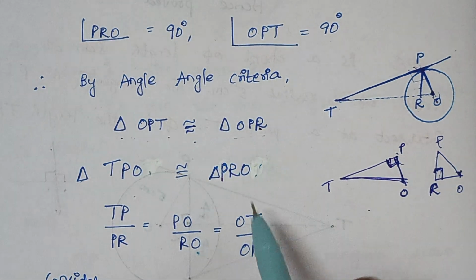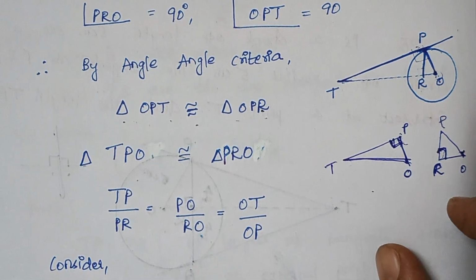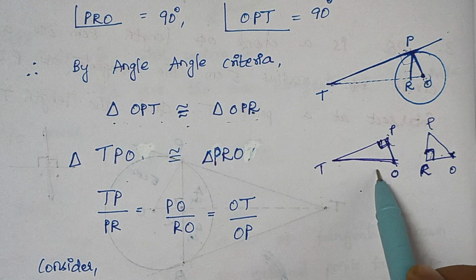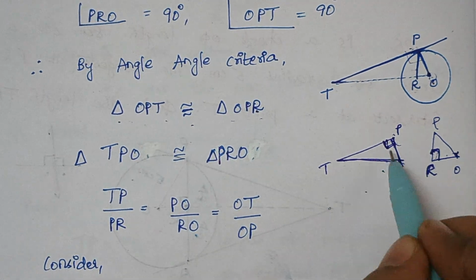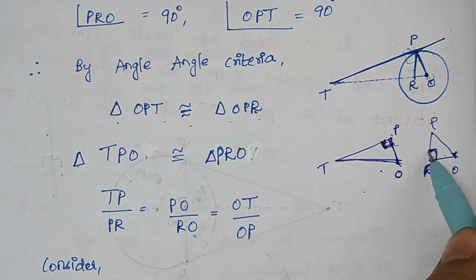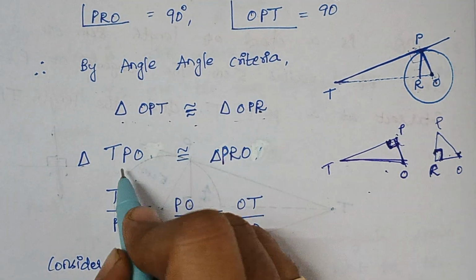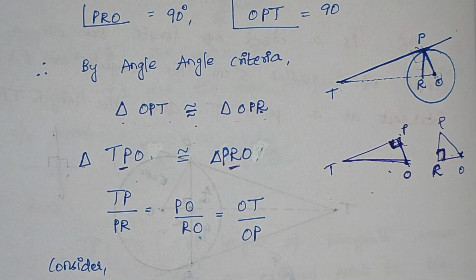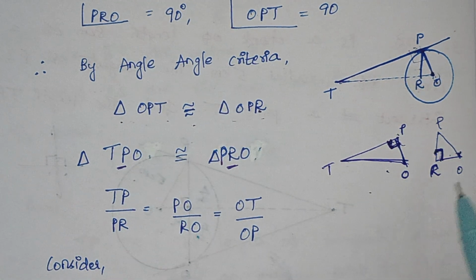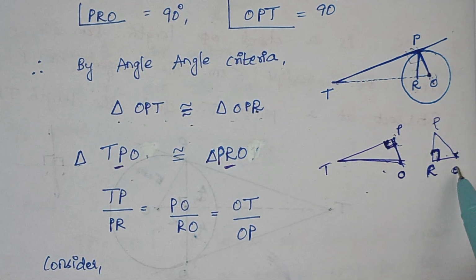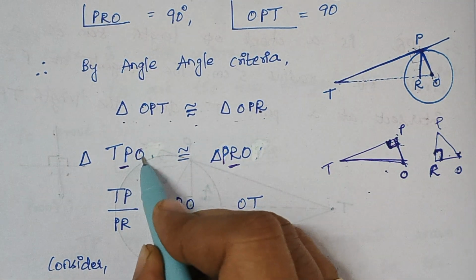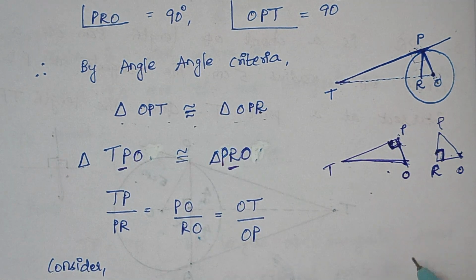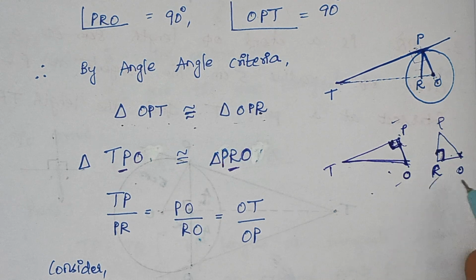Here in these two triangles, what is the angle that gives 90 degrees? In this triangle it is P and in this triangle it is R. So first write P and R. Now the next thing is, what is the common point? Here the common point is O. So then write O, and here also it is O. Then what about the remaining? We write P and O here, R and O here.